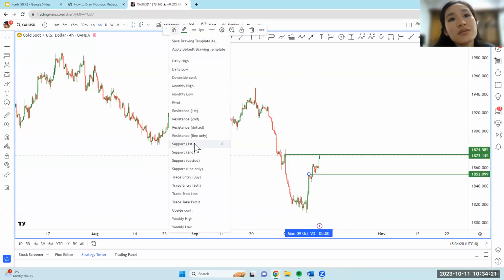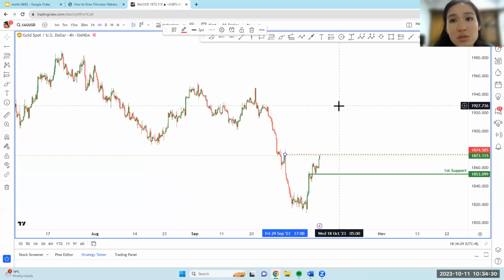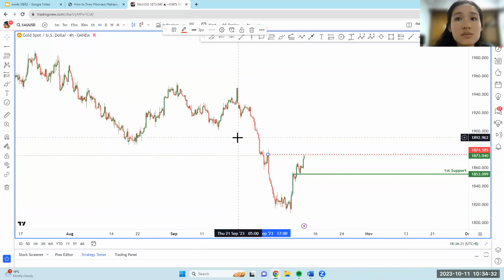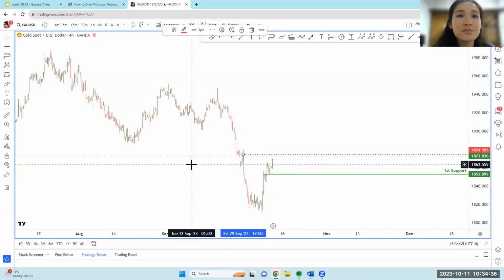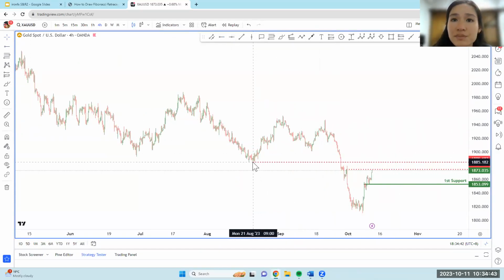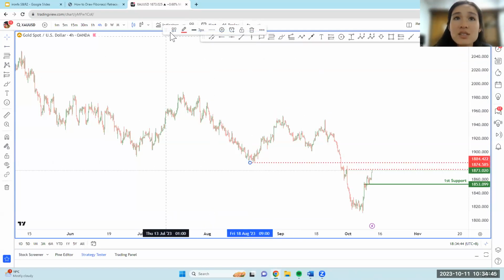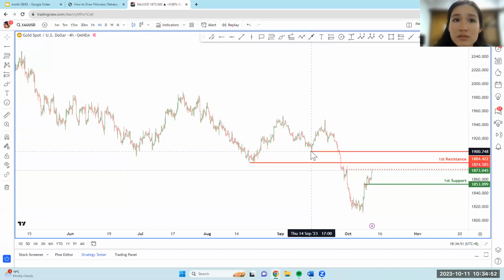Okay, so this is my first support. I'm just gonna make this a dotted line because price is super close to this level, but I want to highlight it because of this swing high here. Okay, and then a resistance here and here.